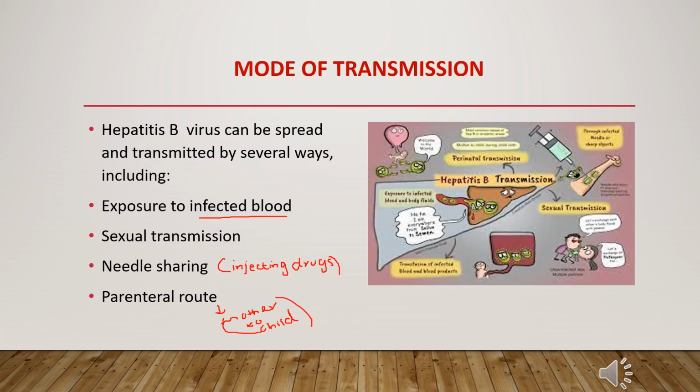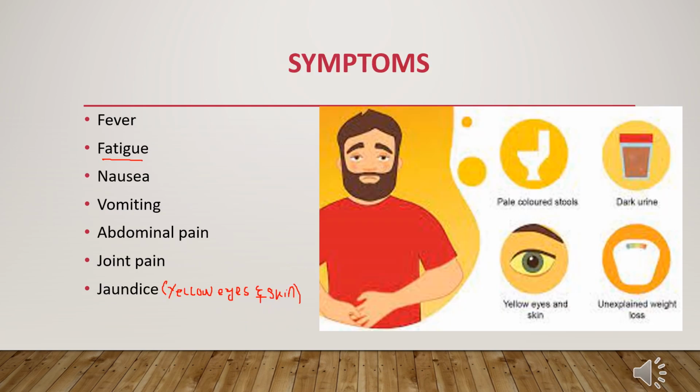Mode of transmission of hepatitis B. Hepatitis B can be spread and transmitted in several ways, including exposure to infected blood. Sexual transmission: sex workers and homosexuals are particularly at risk. The second is needle sharing. Some people inject drugs using contaminated equipment. Parenteral route. It can also be passed from mother to her child, particularly in countries where the infection is very common.